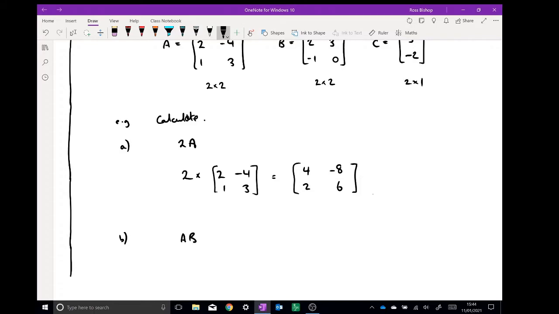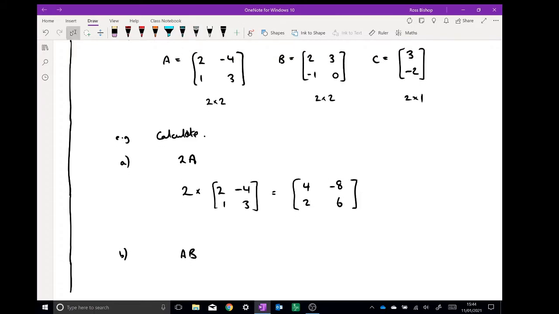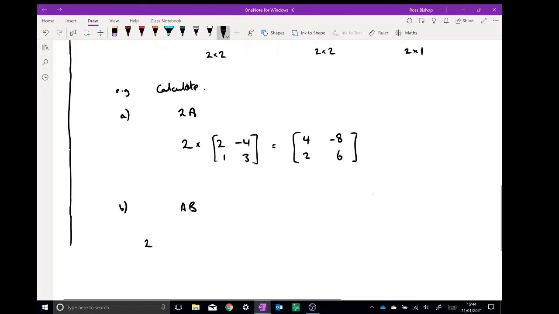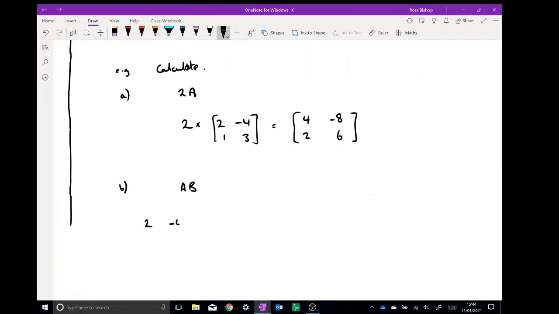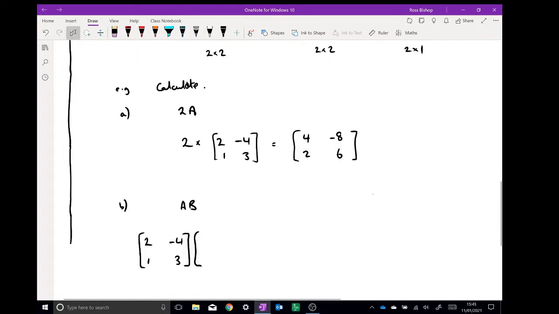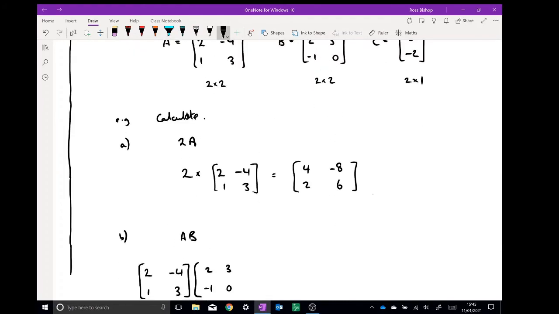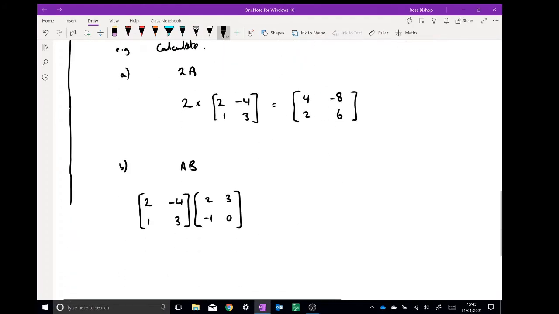So, A, B this time. So matrix A multiplied by matrix B. I'm just going to write that out again. So A is 2, minus 4, 1, 3. And matrix B is 2, 3, minus 1, and 0. Okay? And we're multiplying these two together.